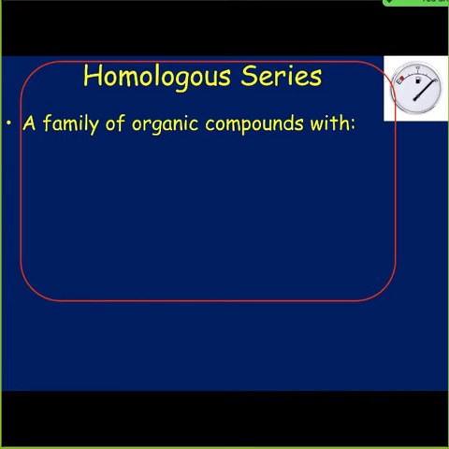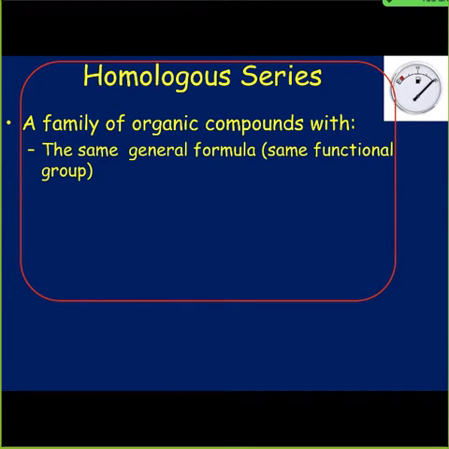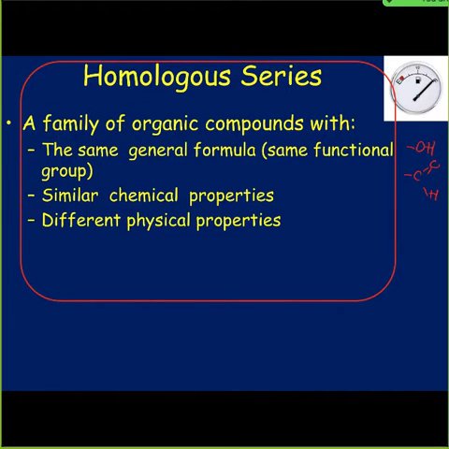And each homologous series will have the same general formula. And in some cases we call it, there might be a functional group on it. So alcohols have an OH functional group. In their homologous series, there are other ones that will have C double bond OH, but all members will have the same general formula. They will have similar chemical properties. They will have different physical properties.